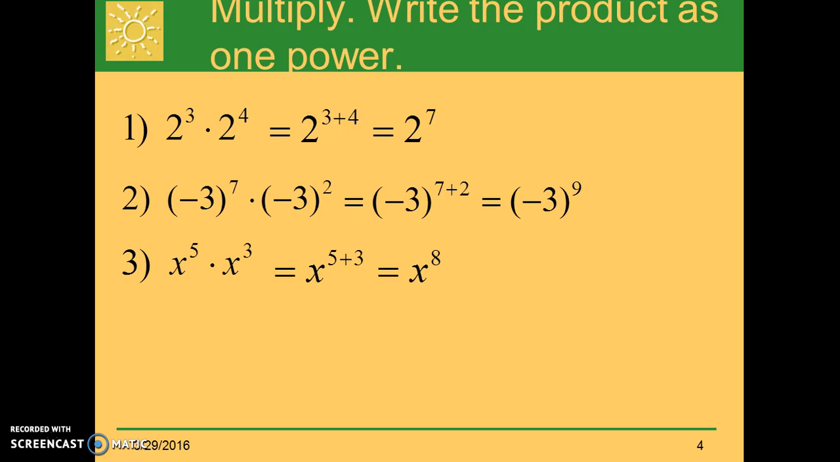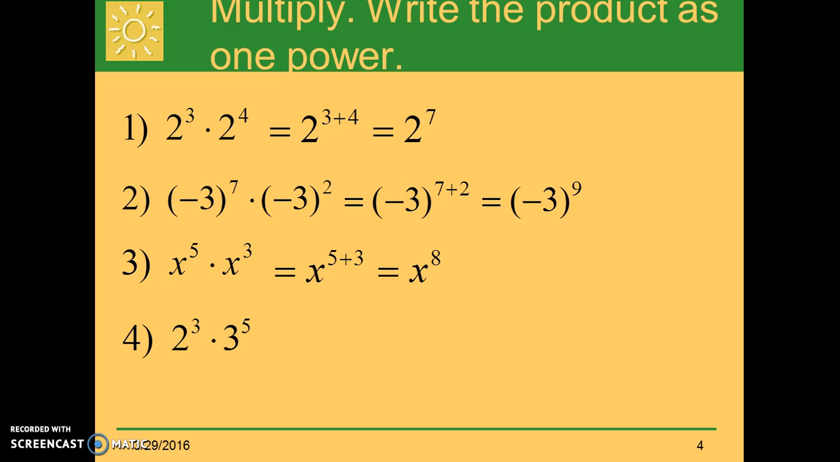Okay, so I want you to add one more example in this box. Write it as example number 4. So go ahead and take a second to write this down. So 2 to the 3rd times 3 to the 5th. All right, now think about this one.